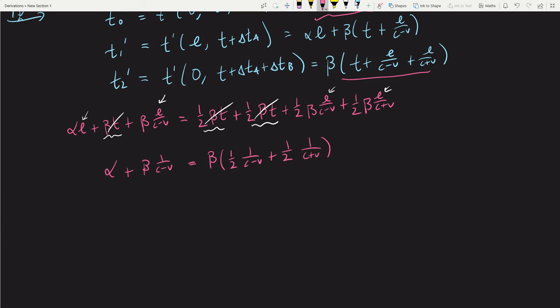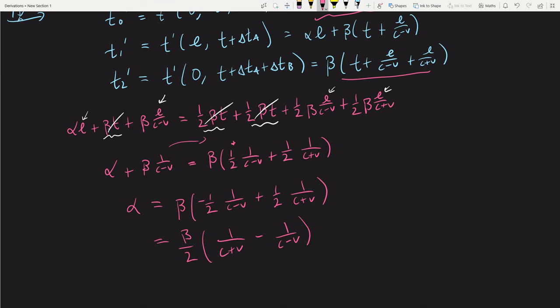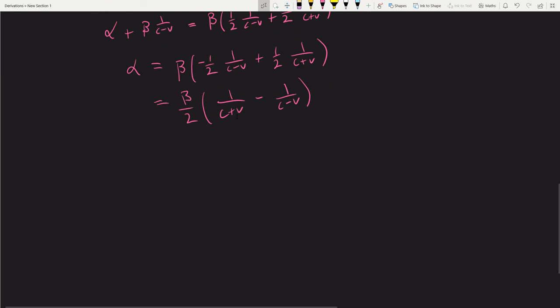Okay, so then bringing this guy over, you get alpha equals, let's do beta, and then it becomes negative half 1 over C minus V, because we took this guy here and subtracted it, plus half 1 over C plus V. Take the half out, beta over 2, do a little bit of rearranging, and then we switch those guys around. We get this. Okay, we're getting close.